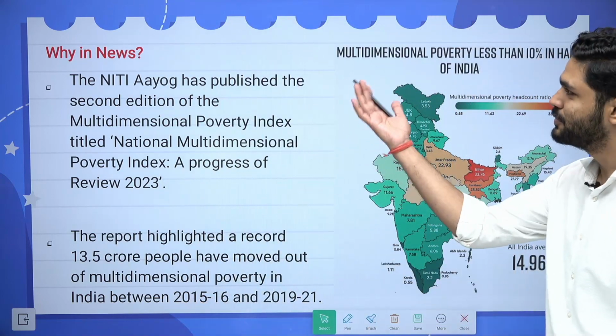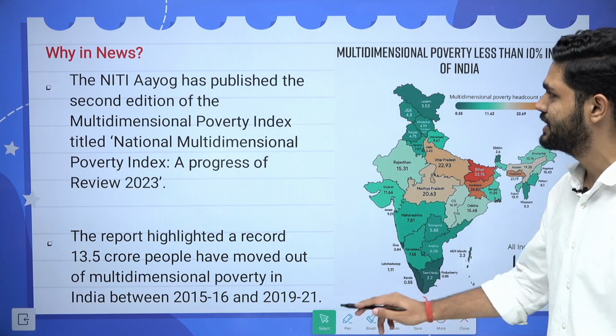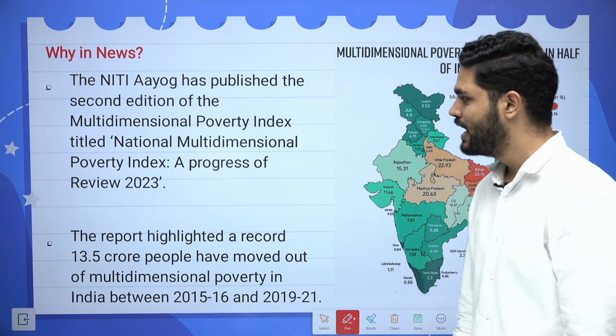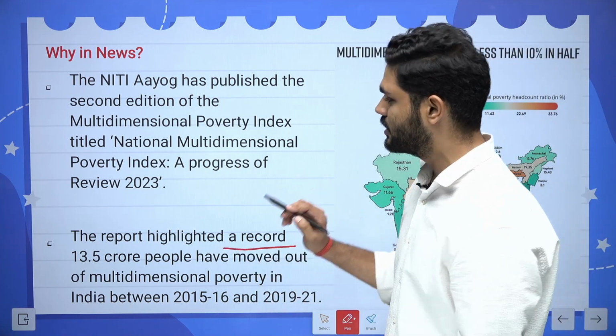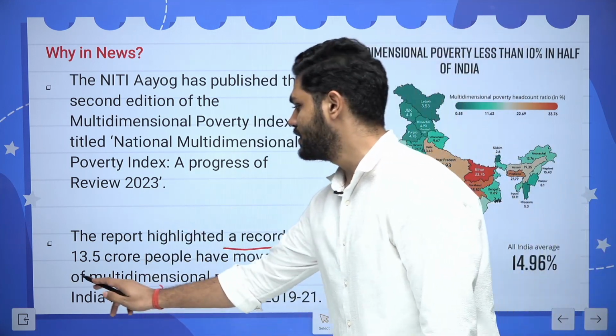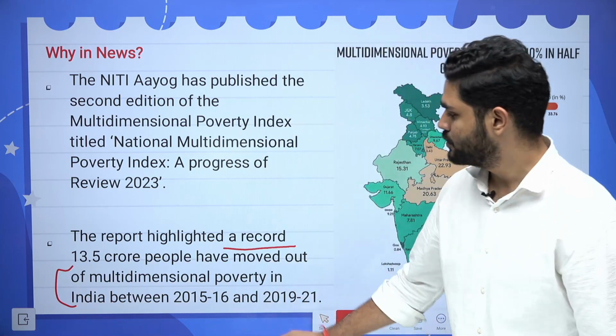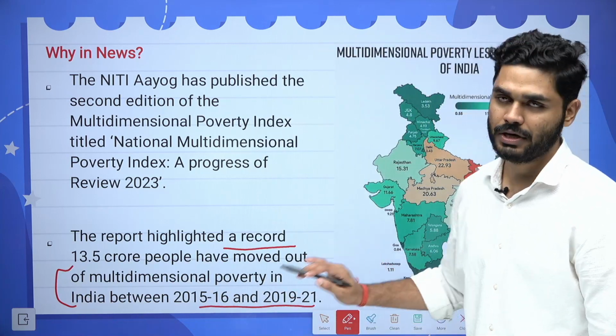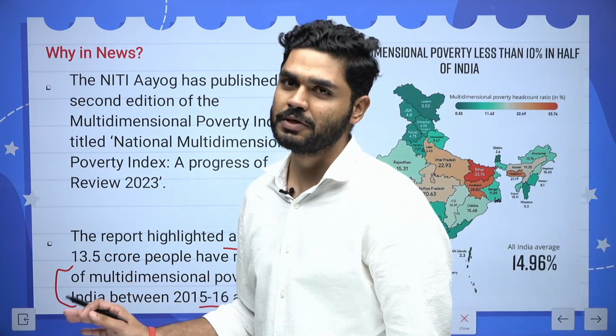Let me tell you the news first. The NITI Aayog has published the second edition of Multidimensional Poverty Index, and the report highlights a record 13.5 crore people have moved out of multidimensional poverty in India between 2015-16 and 2019-21. Okay, so this was the 5-year term.